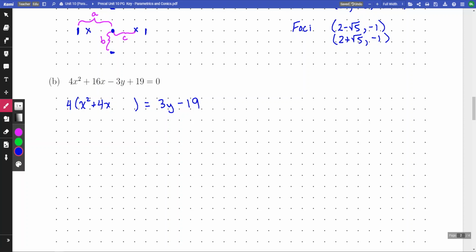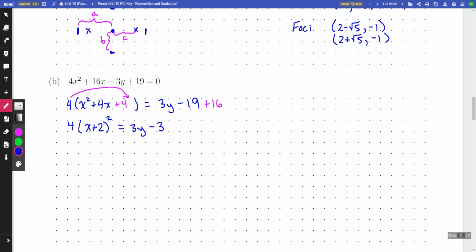So I'm just reorganizing. Completing the square, half of the 4x is 2. So that's going to be x plus 2 quantity squared. But this would be really plus 4, and really and truly it's 4 times 4. So this would be over here plus 16. So now I have 4 times x plus 2 squared is equal to 3y minus 3.